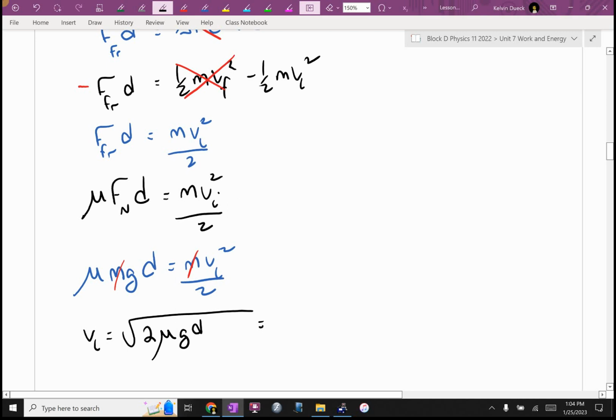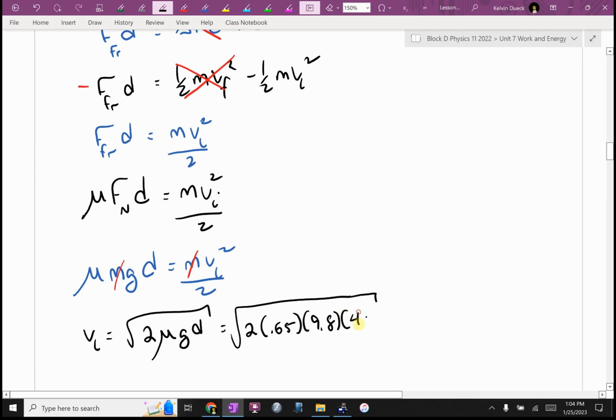It's going to be the square root of 2. What's mu? I don't know. Was it 0.65? g, 9.8. d, how long were the skid marks? 49? Yeah? What do you get?